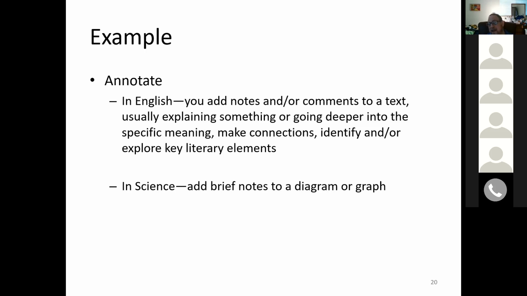So we know about annotate. A lot of people actually have annotated Bibles, right? Bibles that will give you notes on the side about where other things will occur that are similar. Okay? But in science, an annotation is to add brief notes to a diagram or a graph. So they are different.